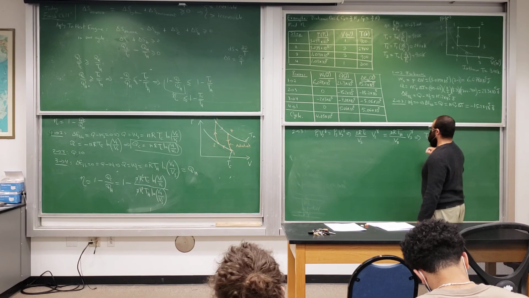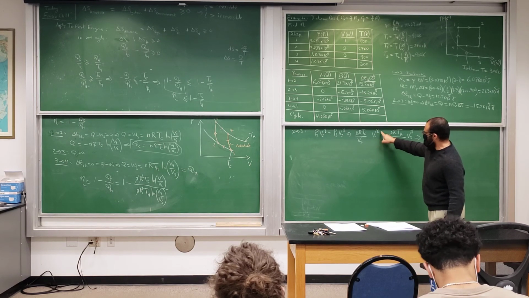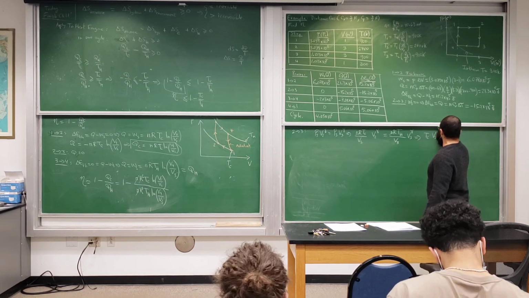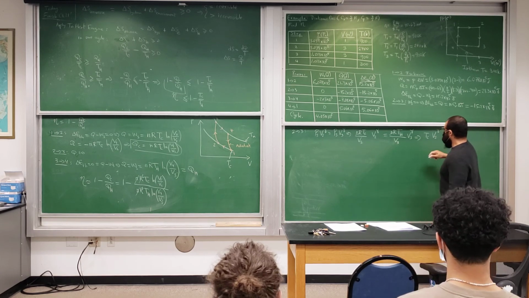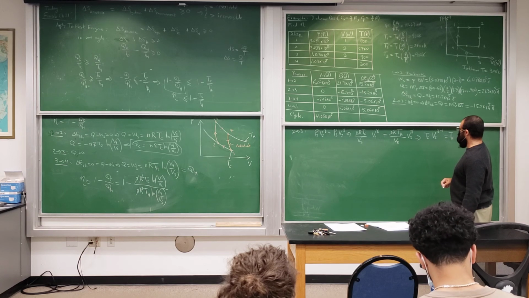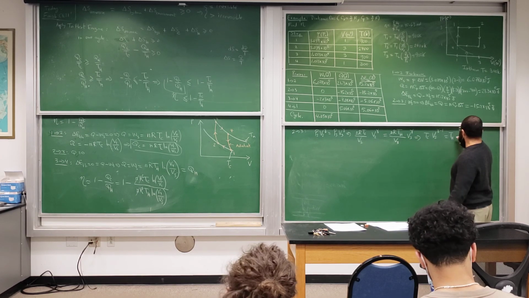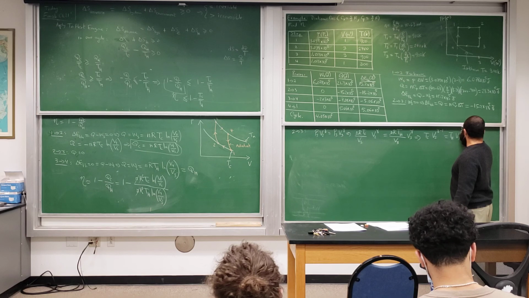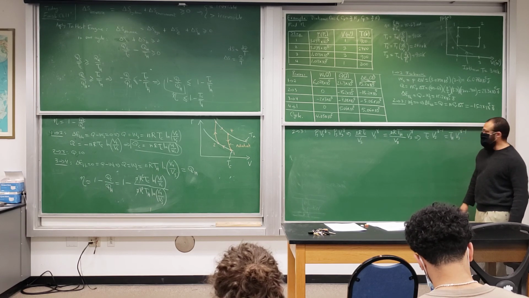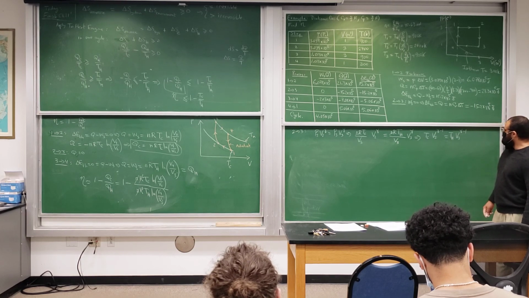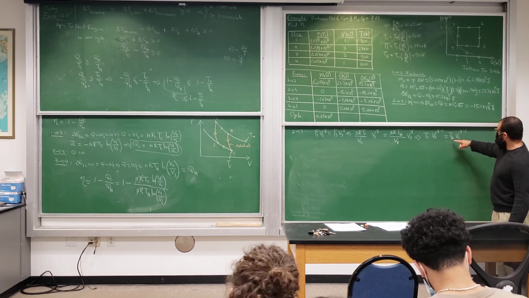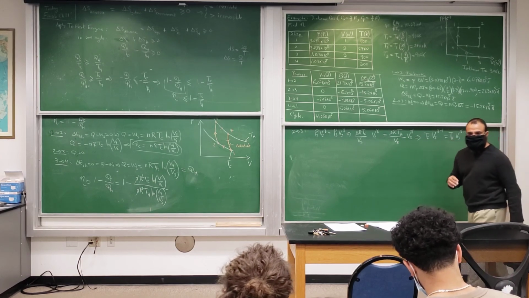TC, and then V2 to the gamma over V2 would be V2 to what power? Minus 1. Yeah, to the gamma minus 1. And then here, you will have TH, and then V3 to the gamma over V3 would be V3 to the gamma minus 1. And I'm going to do the same thing for the other step.